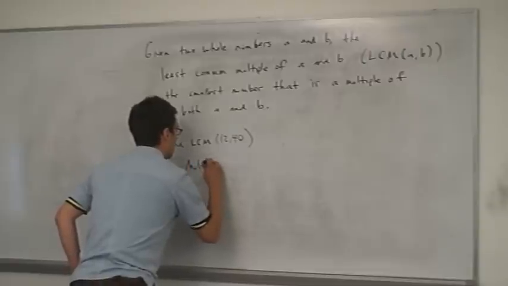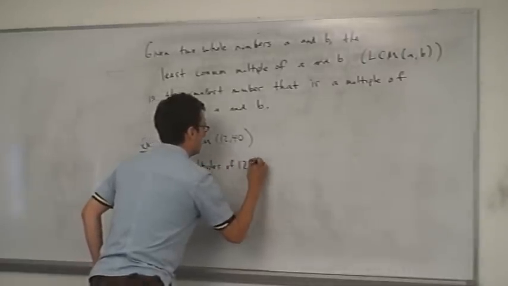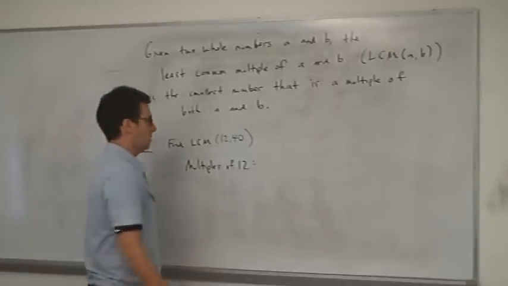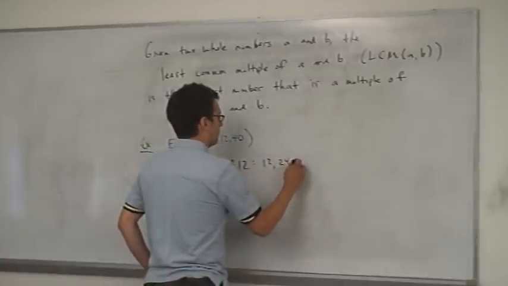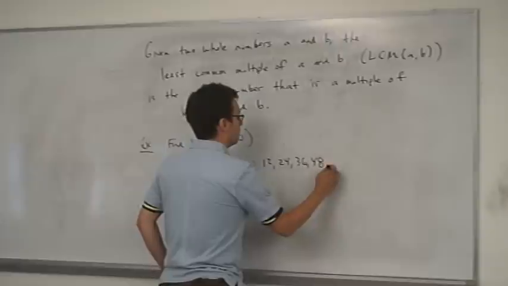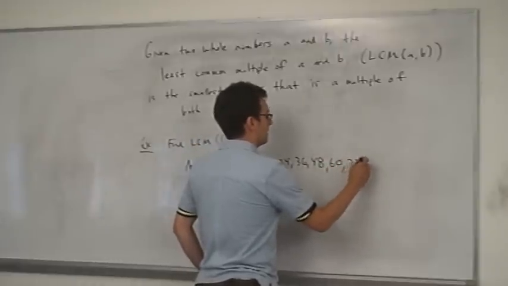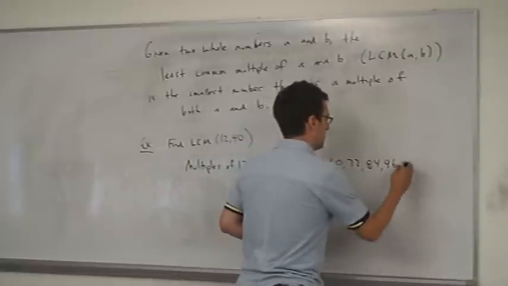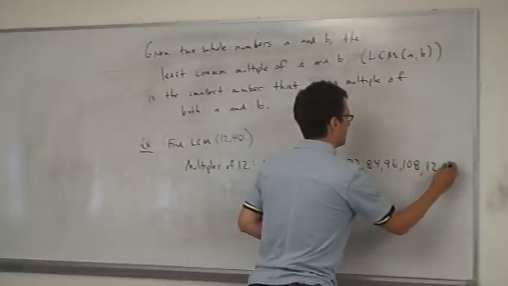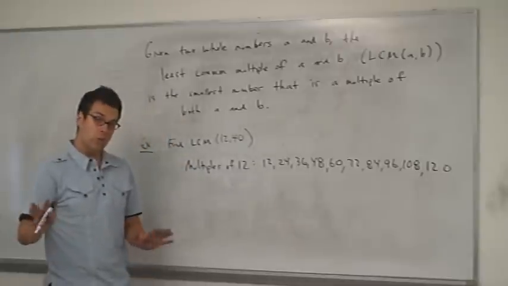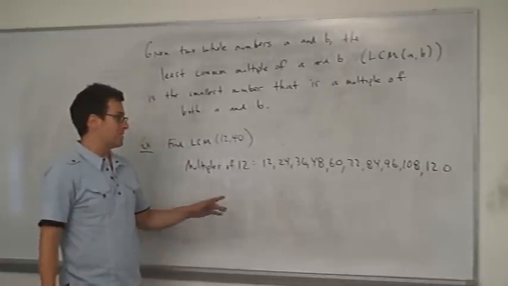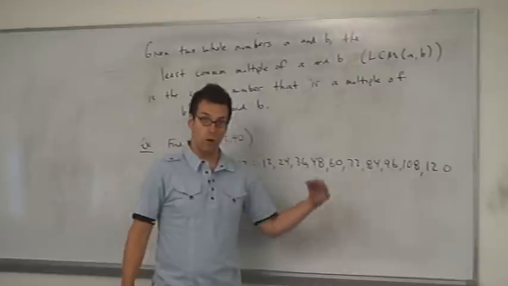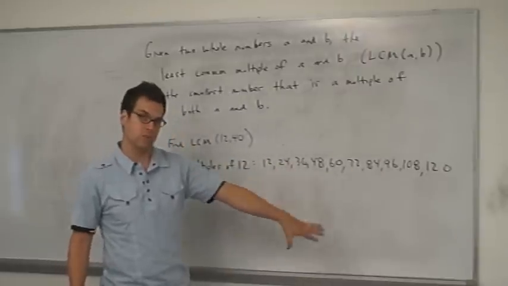So multiples of 12 are just simply the numbers we get when we count by 12. So 12, 24, 36, 48, 60, 72, 84, 96, 108, and 120. Now, we should recognize straight away that the first number that we run into in this list that is also a multiple of 40 is 120, so the answer should be 120.